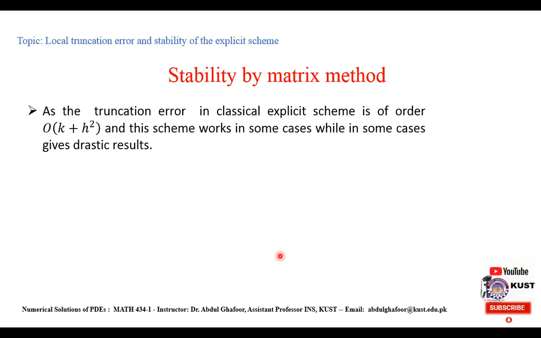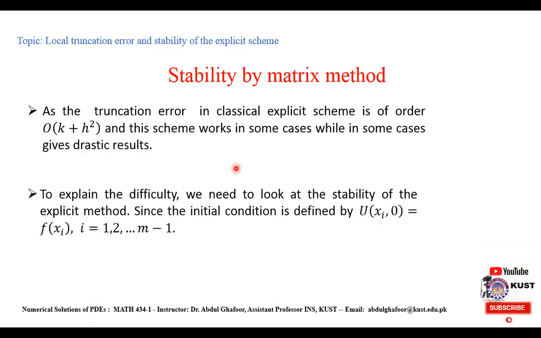Now we are moving toward the stability of the explicit scheme by the matrix method. As you saw in the previous slide, the truncation error in the explicit scheme is order of k plus h square, and the scheme works in some cases, while in some cases it gives drastic results. To explain this difficulty, that in some cases the scheme works but in some cases it gives drastic results, we need to look at the stability of the explicit method.